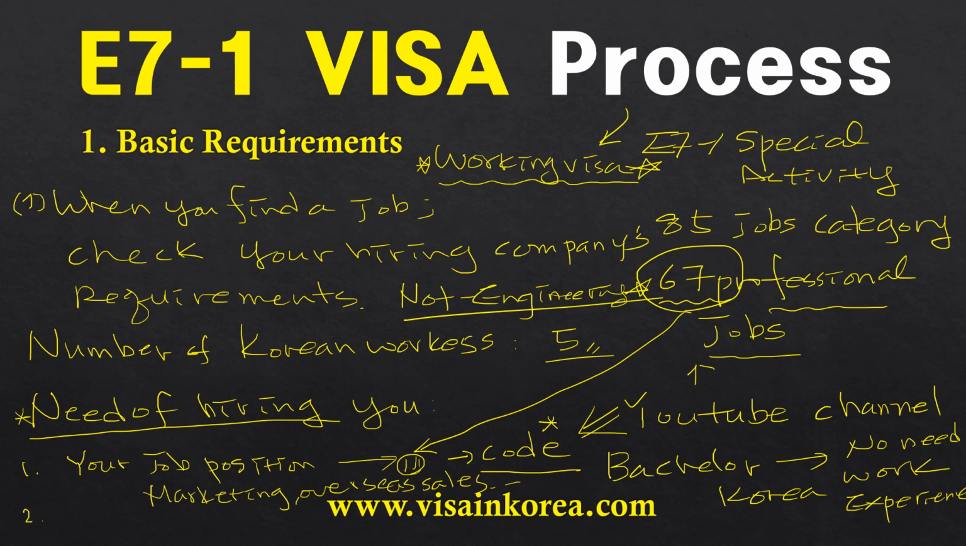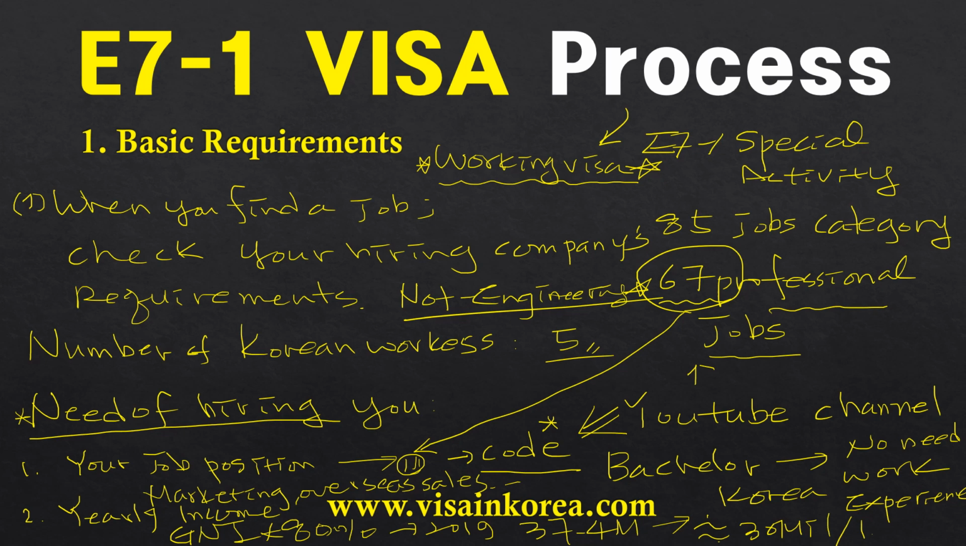The second one is your yearly income. It should be 80% of GNI. The 2019 GNI is 37.4 million won, and 80% is around 30 million won. Monthly, it's like 1.5 million. Oh, I'm sorry, 2.5 million won. So monthly your income shall be 2.5 million won. This is a basic requirement.